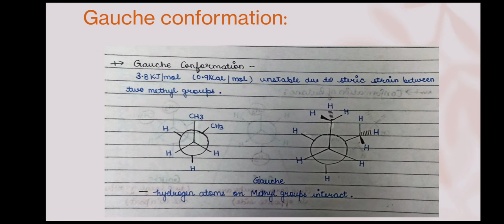For example, the steric repulsion between CH3 and CH3 is more because the groups are bulky, whereas the steric repulsion between H and H is less because the H atom is comparatively smaller than the CH3 group. That's why the repulsion between CH3 and CH3 will be more, which will result in less stability of the molecule, and that's why the molecule will be high in energy. So the gauche conformation is unstable due to steric strain between two methyl groups.